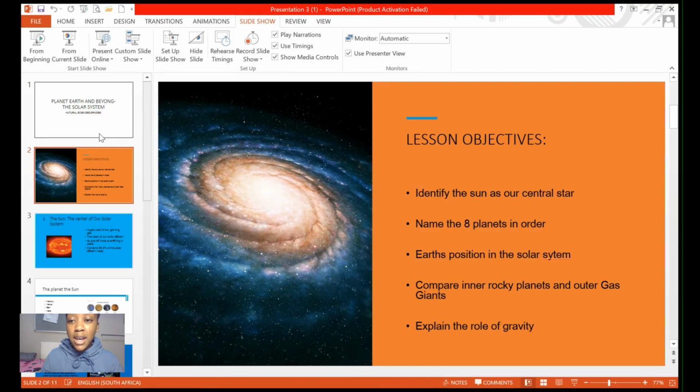On your second slide, we have the lesson objectives. By the end of the lesson, you should be able to identify the sun as our central star. You should be able to name the 8 planets in order and Earth's position in the solar system. You should be able to compare inner rocky planets and outer gas giants and also explain the role of gravity.